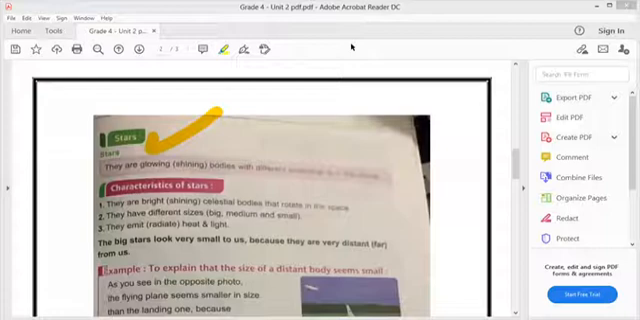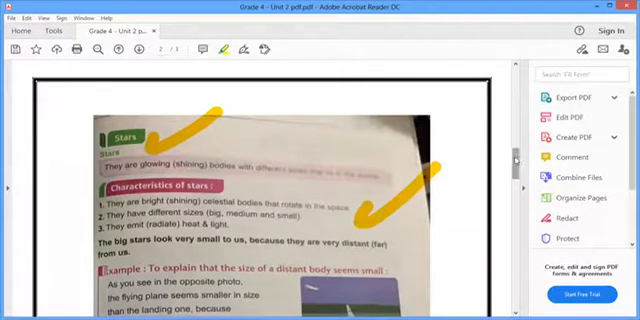So again, the stars are the shining bodies with different sizes. What are the characteristics of stars? Number one, they are shining. Number two, they have different sizes. Number three, they emit heat and light. Emit means radiate, okay?